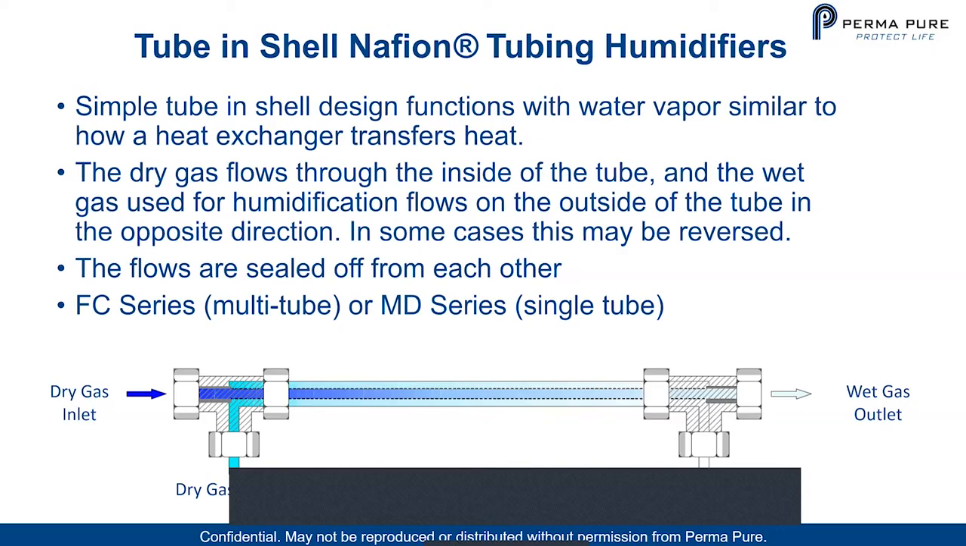So what we're doing is similar to a dryer. Your dry gas is flowing inside, and in this case, the flows are sealed off from each other. And we have two products that can be used in this method. Those are our FC series multi-tube or MD series single tube. Yes, those are the same as the dryers, and you can use them for humidification in the gas-to-gas mode only.